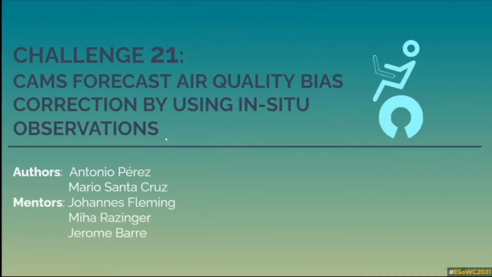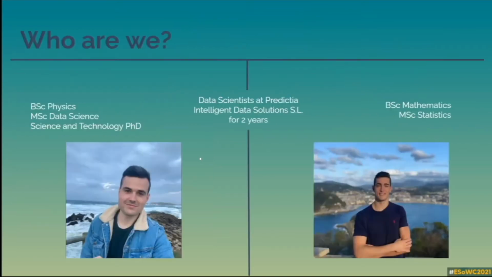Good morning, everybody. I'm here with Mario to talk about challenge 21 of ESoWC 2021, whose title is CAMS Forecast Air Quality Bias Correction by using in-situ observations. First of all, let me introduce us.